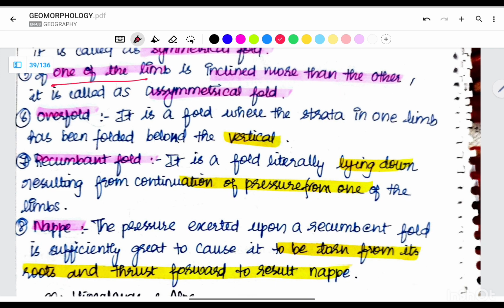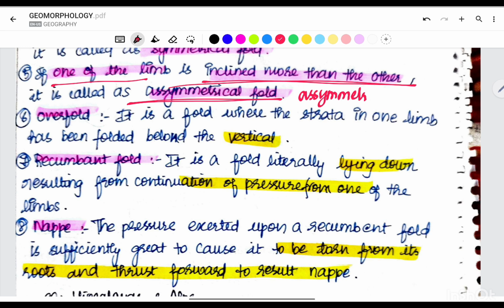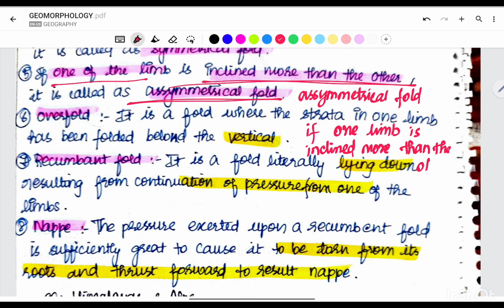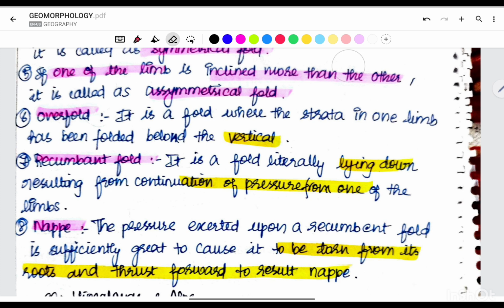If one of the limbs is inclined more than the other, it is called an asymmetrical fold. Asymmetrical fold: if one limb is inclined more than the other, that is what we have as the asymmetrical fold. If one limb is inclined more than the other, it is what we call the asymmetrical fold.